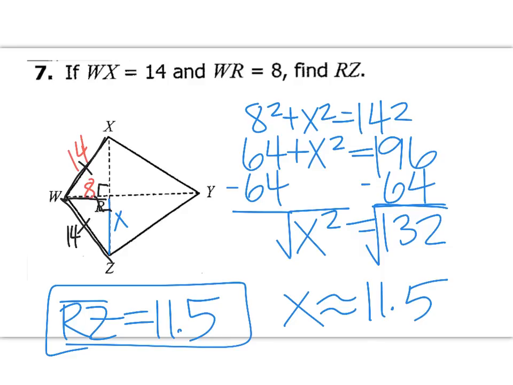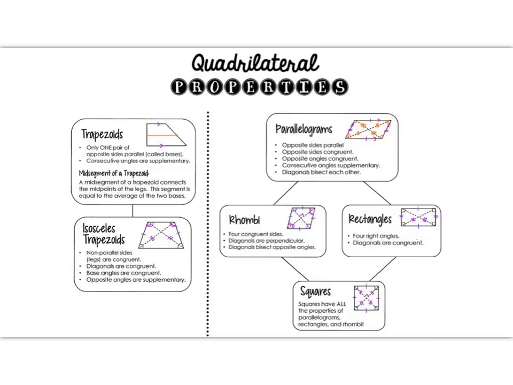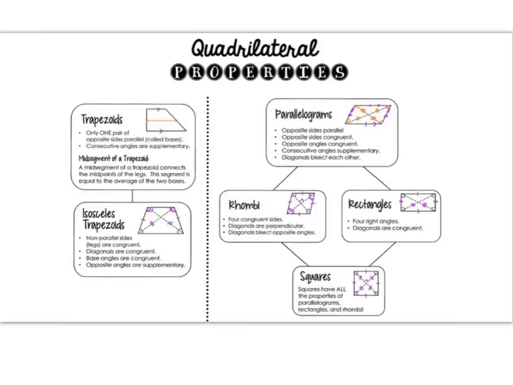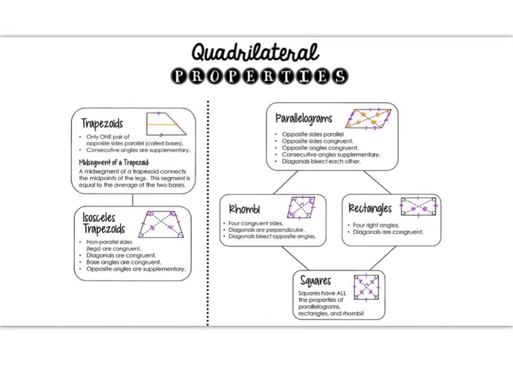All right, one more slide, so hang in there. We're just going to quickly review quadrilateral properties. These are all the quadrilaterals that we've learned so far in this chapter. Since this is the last new lesson of the chapter, let's quickly recap. We started by learning about parallelograms, and the properties of parallelograms are that opposite sides are parallel, opposite sides are congruent, opposite angles are congruent, consecutive angles are supplementary, and the diagonals bisect each other.